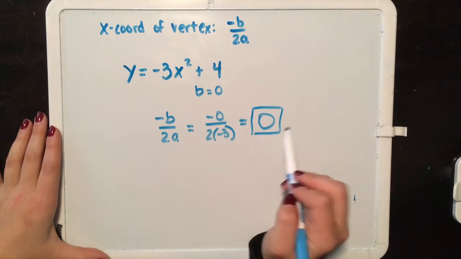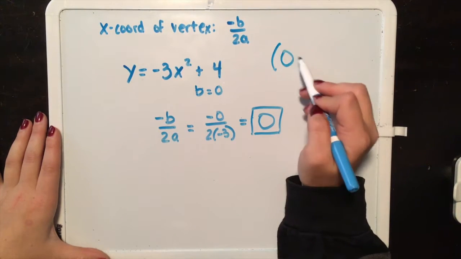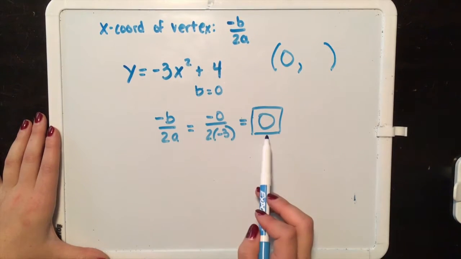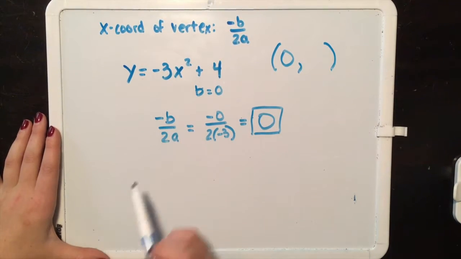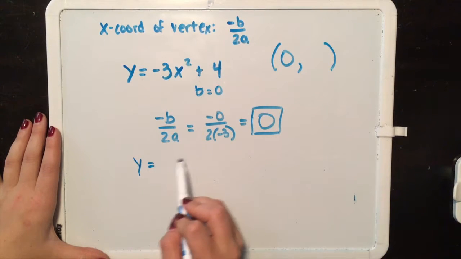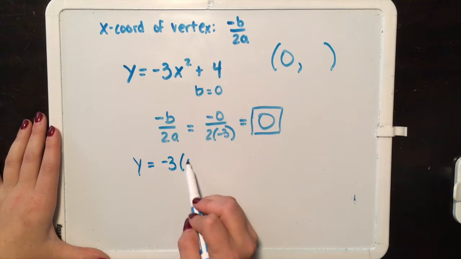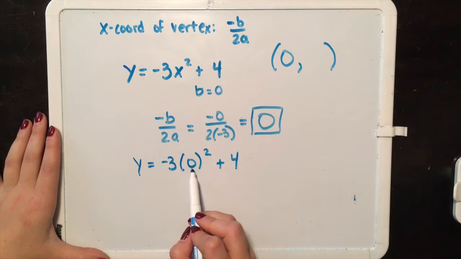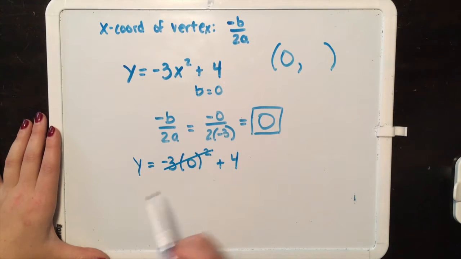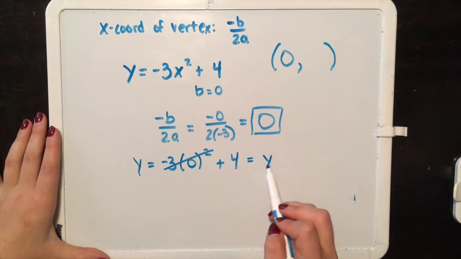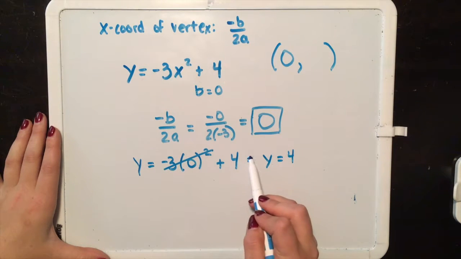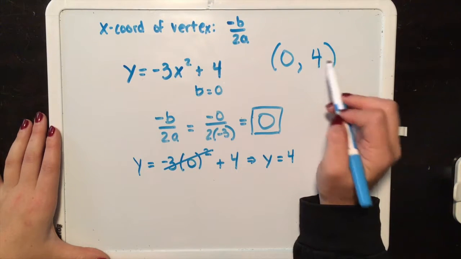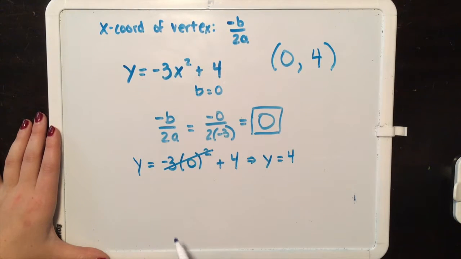So 0 is the x-coordinate of our vertex, and if we want to find the y-coordinate, we just plug 0 into our equation. y equals negative 3 times 0 squared plus 4. And since this term is 0, it goes away, and our y equals 4. So 4 is the y-coordinate of our vertex.